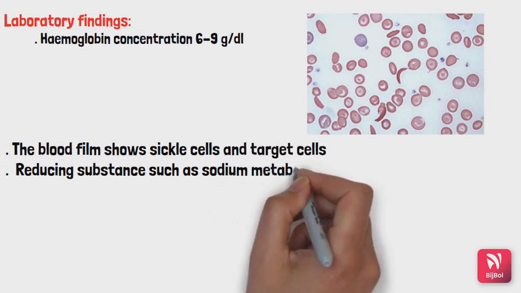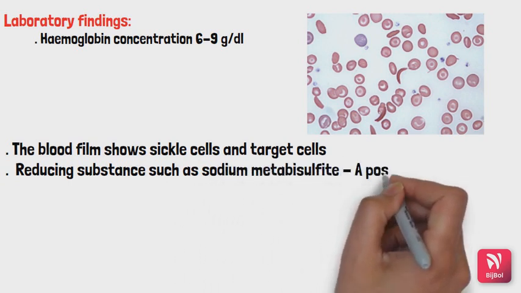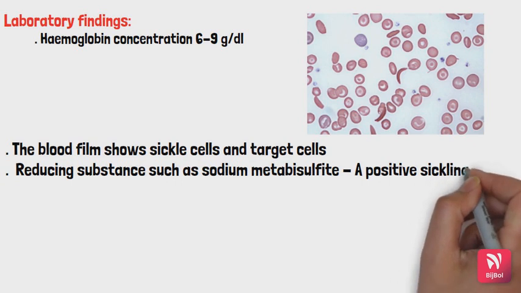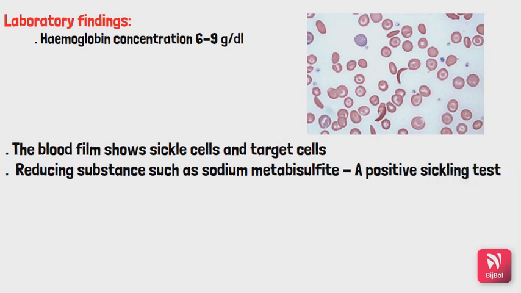And there is a test for sickle cell anemia, that is the sickling test, wherein the erythrocytes are treated with a reducing substance such as sodium metabisulfite. If the individual has sickle cell anemia, then he shows a positive sickling test.